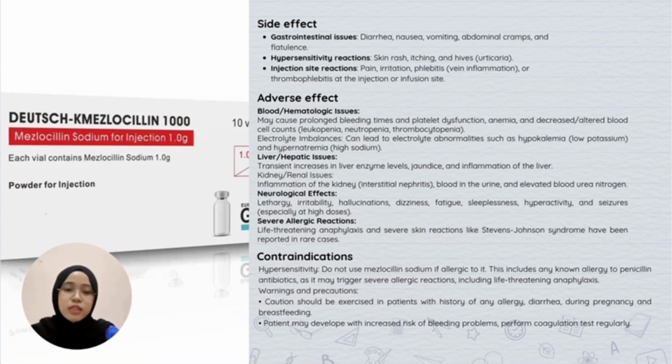For contraindication, do not use mezlocillin sodium if the patient is allergic to penicillin. Use with caution in patients with kidney disease, bleeding problems, or during pregnancy and breastfeeding.